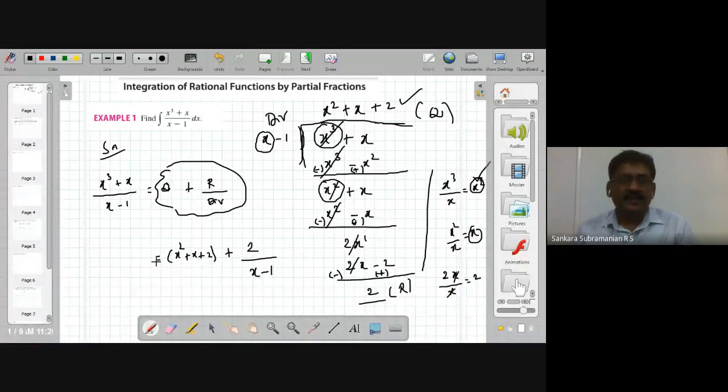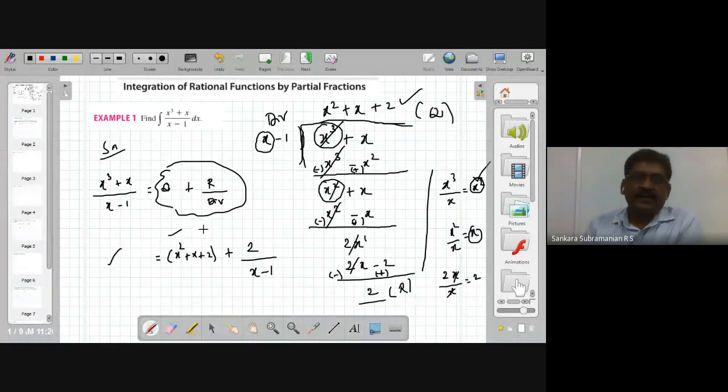Which means that the left hand side and right hand side are equal. You can easily take the LCM, and if you multiply this, you get x cube plus x square plus 2x, and on calculating, you get x cube plus x divided by x minus 1. So both sides are equal. Then we can go on to integrate the terms.